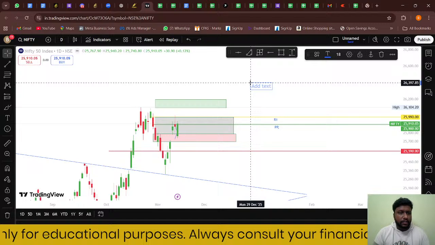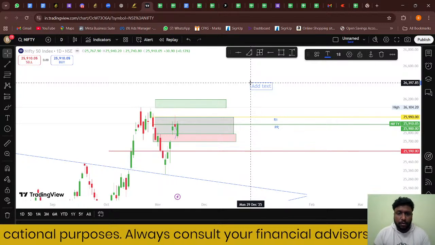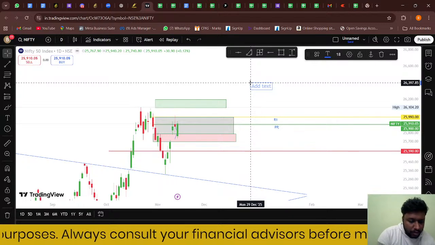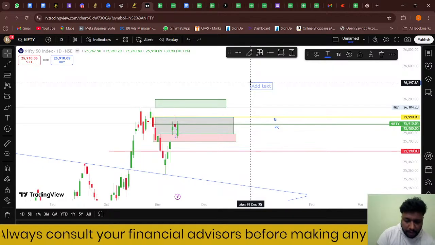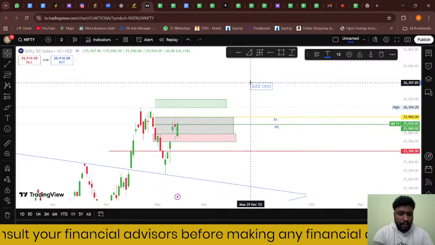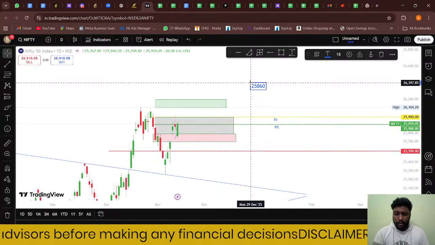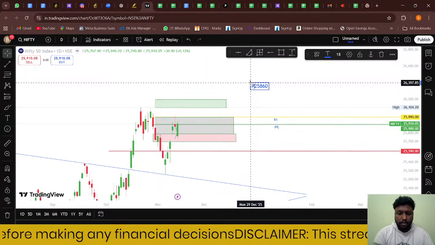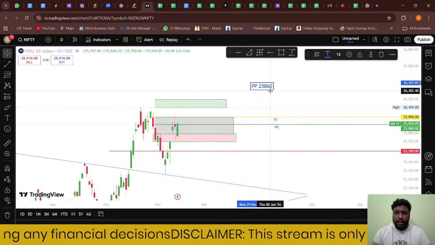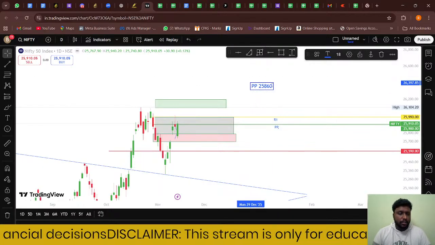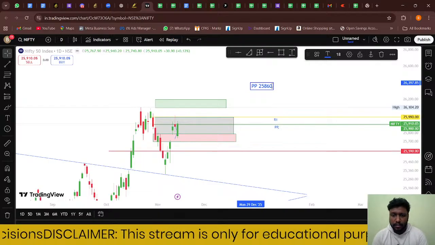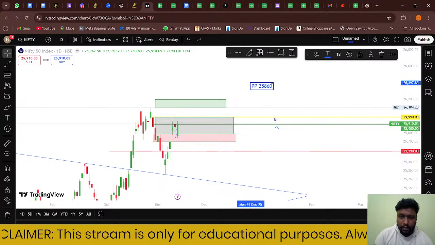So initially we will start with Nifty 50, and for Nifty 50 the pivot point lies at 25,863 exactly. Pivot point is at 25,860. With respect to this, we will plot three supports and resistances, and after that we will zone this out.